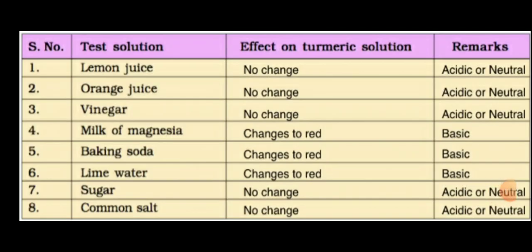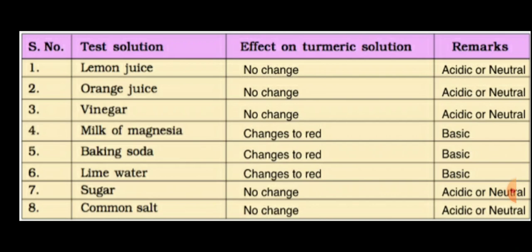Now if we have turmeric solution as an indicator, then the first solution that we took was lemon juice, and no change was seen on the turmeric solution. So what can be the remarks? That it can be acidic or neutral. Okay. Orange juice, again no change, then it can be acidic or neutral. Vinegar, no change, acidic or neutral. But you know vinegar is acidic. You can confirm it with the help of the litmus paper test. Okay, students. The confusion in turmeric is just for acidic and neutral.